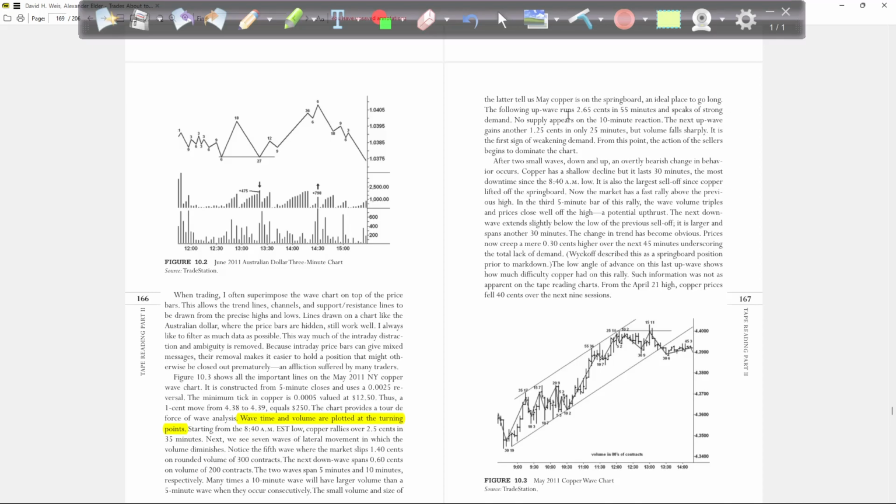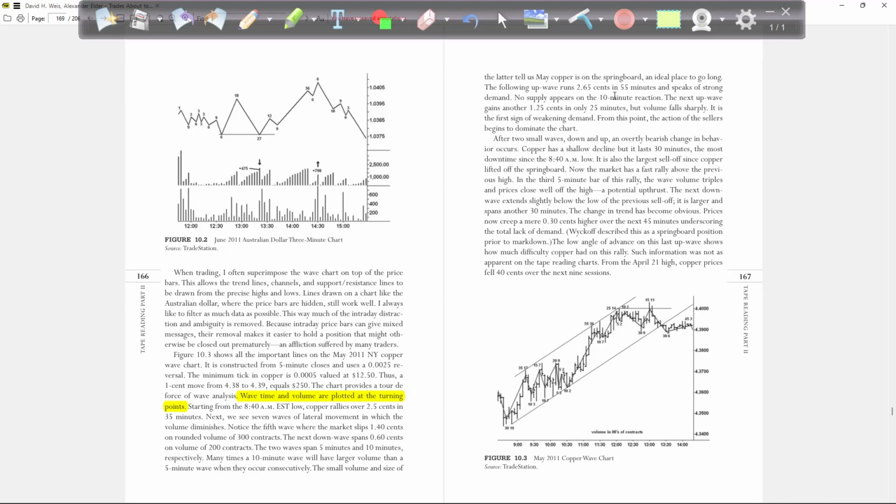to go long. The following up wave runs 2.65 cents in 55 minutes and speaks of strong demand. No supply appears on the 10-minute reaction.